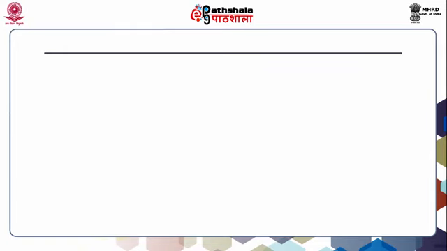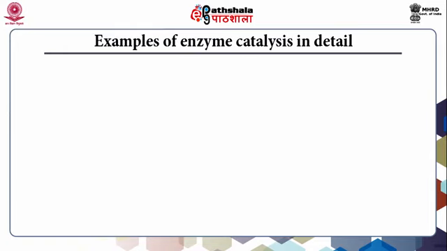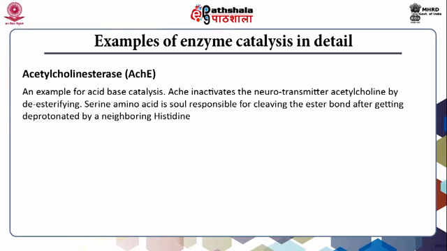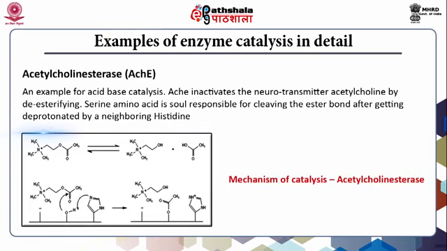Let us see some of the examples of enzyme catalysis. The first enzyme is acetylcholinesterase, an example of acid-base catalysis. Acetylcholinesterase inactivates the neurotransmitter acetylcholine by de-esterifying it. The serine amino acid is solely responsible for cleaving the ester bond after getting deprotonated by a neighboring histidine.